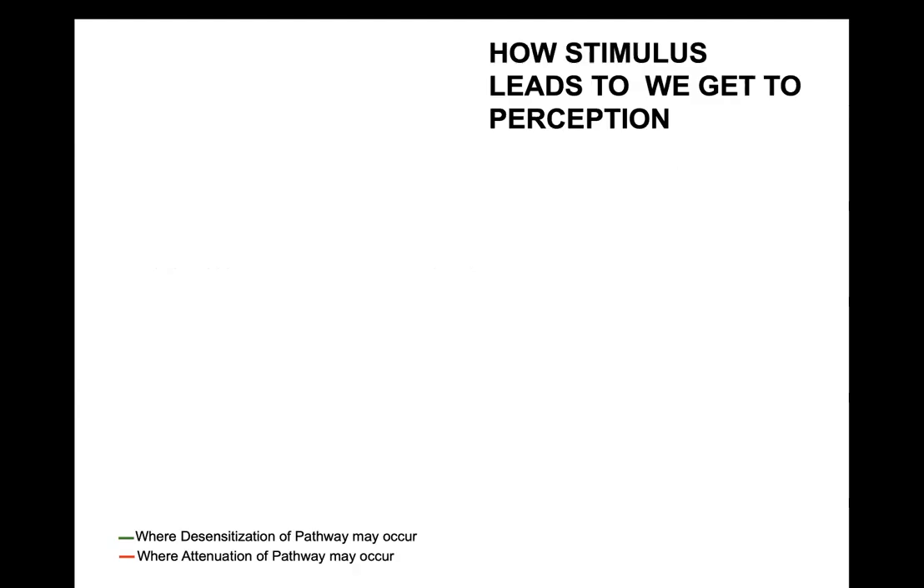So how do we get this perception? How do we get the sense information from the periphery or from the internal sense areas into the ability to actually understand what's going on? In this pathway, we have two distinct areas where we can moderate the sense in what's referred to as desensitization or attenuation.